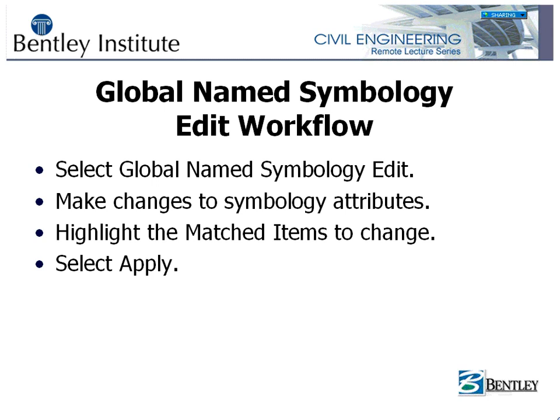Here's the basic workflow for using the Global Name Symbology Edit command. First, you'll bring up the command, find the items you want to change, make the changes to the attributes for the different symbologies such as color, line weight, font, then highlight the specific matched items that you want to change, select apply, and the changes will be made globally to all the different name symbologies in your XIN file at one time.